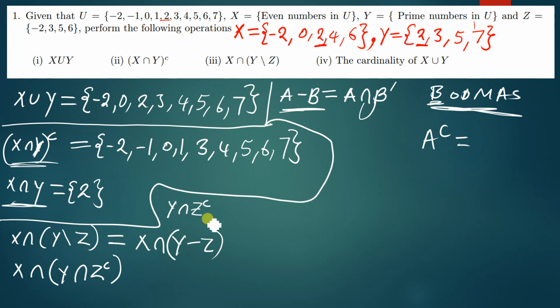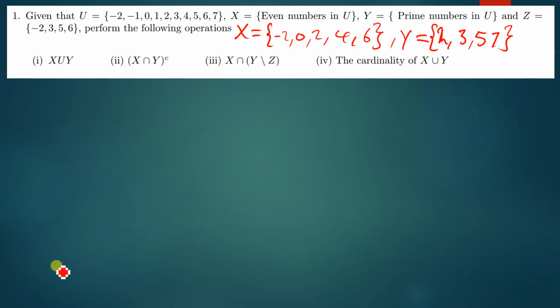So in this set, let me just write it down. We have another new thing there which we need to find. We have z complement there. So we first have to find what z complement is, and when we find z complement, we intersect it with y. So I'll find z complement this side. Okay, so let me just write the question again.